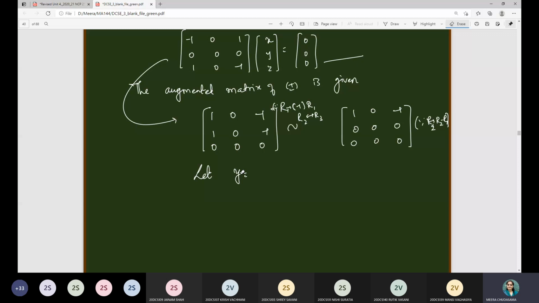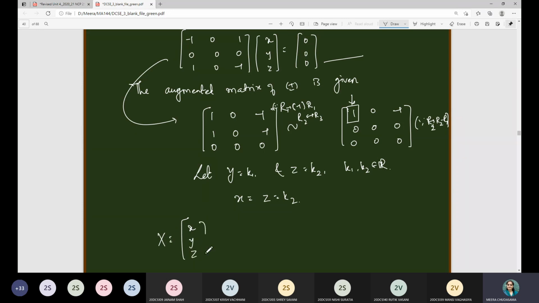Y and Z, because the leading one is appearing only for the first column. So let Y be equal to K1 and Z be equal to K2. While solving this one, you will have X equal to, since this is -1, Z, so this is the same as K2. So when you write this in terms of capital X, let me write the entire thing because I have almost written everything.